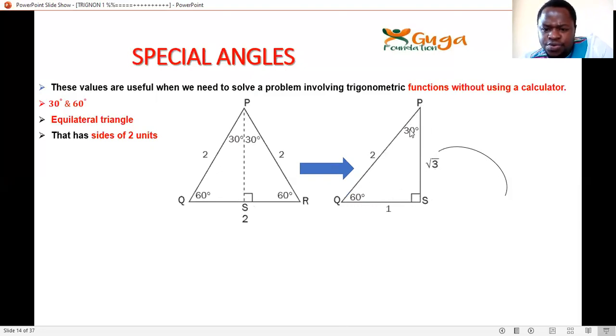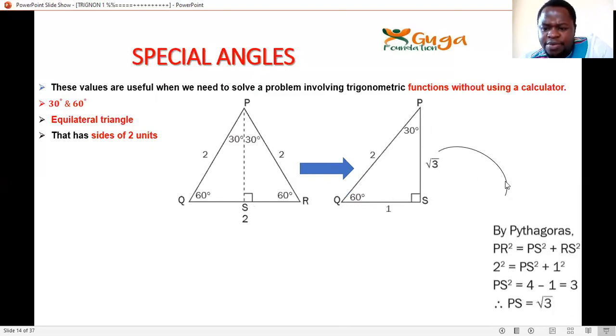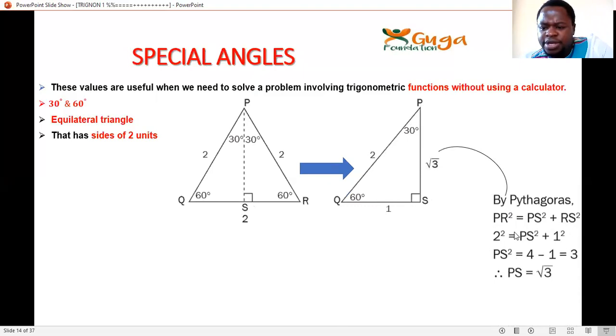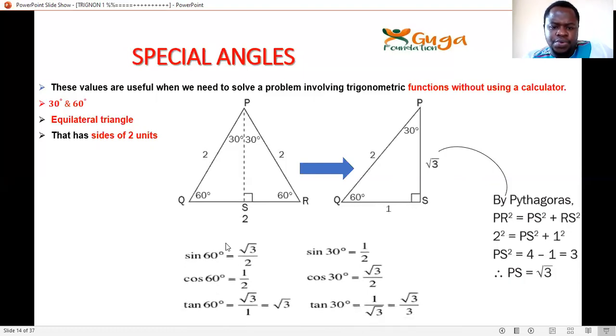So this will be y, and then when you work it out, this PS will be equal to 2 squared minus 1 squared from the theorem of Pythagoras, which will give you 3, and then you get the square root, which will be root 3. And now, to use the trig ratios of sin 60, we use this without the use of a calculator.